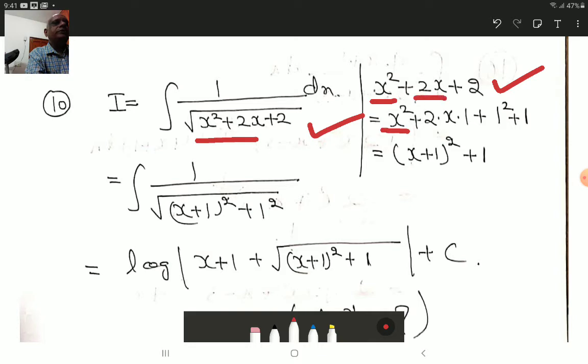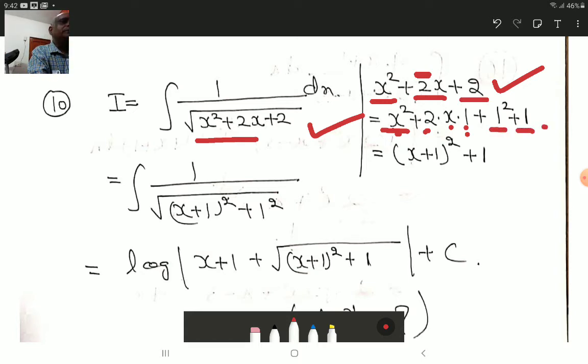This 2x means 2 into x into what else should be written so that it remains 2x only. Definitely it should be 1. Normally what we do is, we write x square plus 2 into x into half the coefficient of x present here, which is by chance 1. Then we will write 1 square. I mean to say this 2 will be broken into 2 parts, 1 square plus 1.